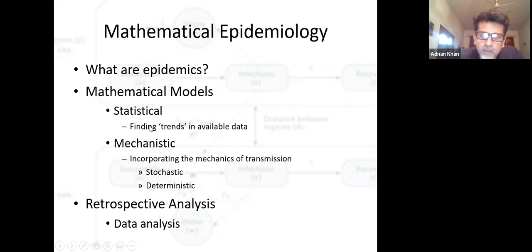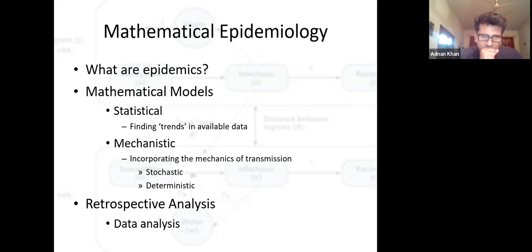So there are statistical models. These models basically do not incorporate the dynamics of the disease, but they take data and look at trends in that data. I'll talk about it on the next slide a little bit. Then there are mechanistic models, which is how I am able to put food on the table, because that's what I do. Here we actually incorporate the mechanics of the transmission, and I'll demystify what mechanics of transmission means.